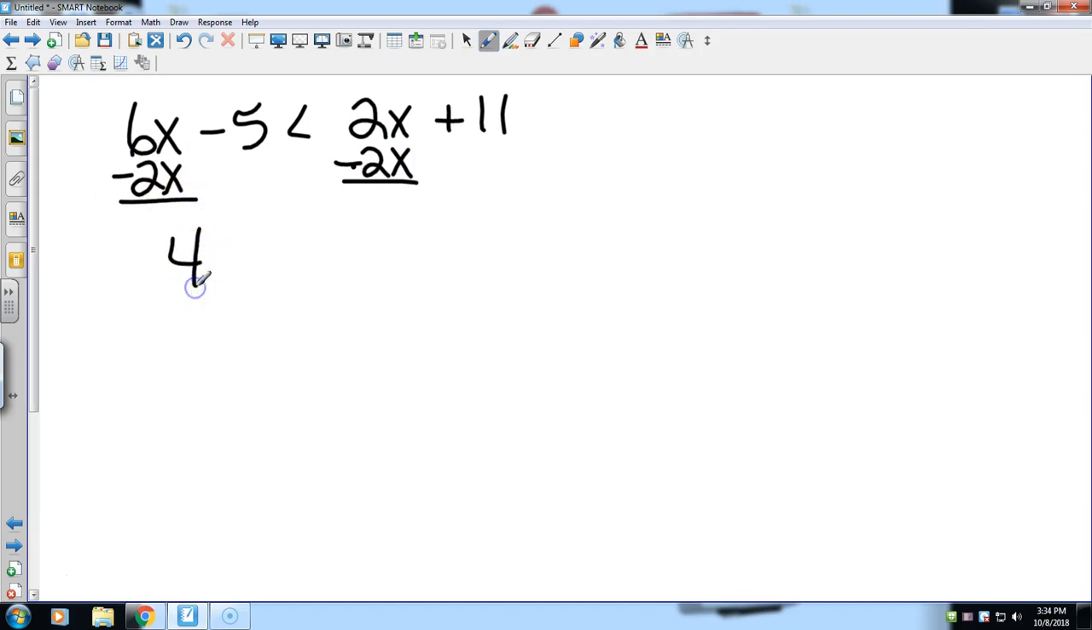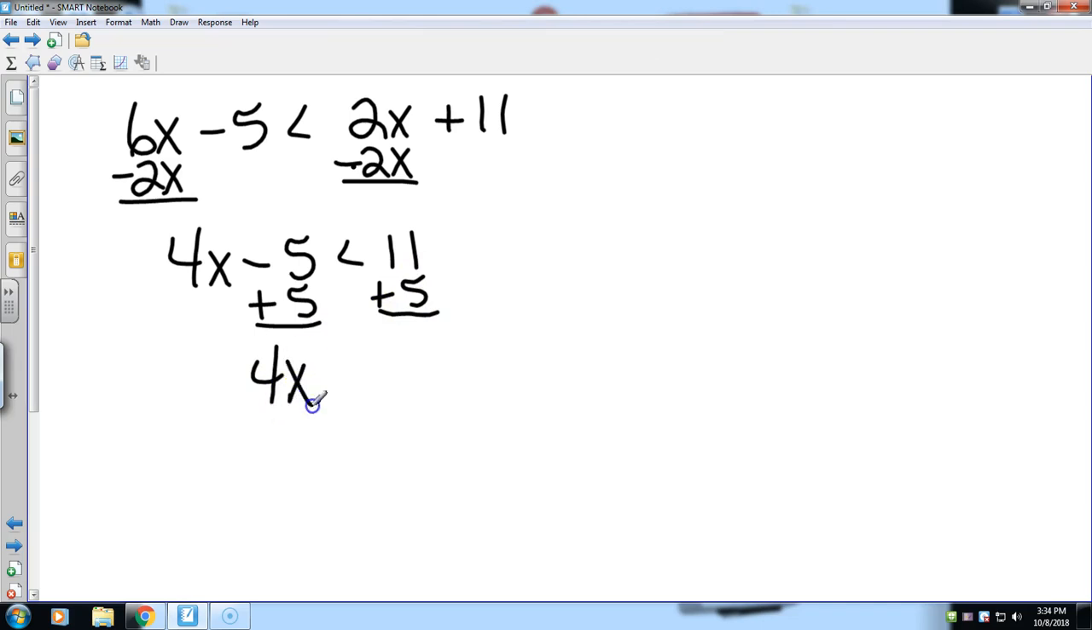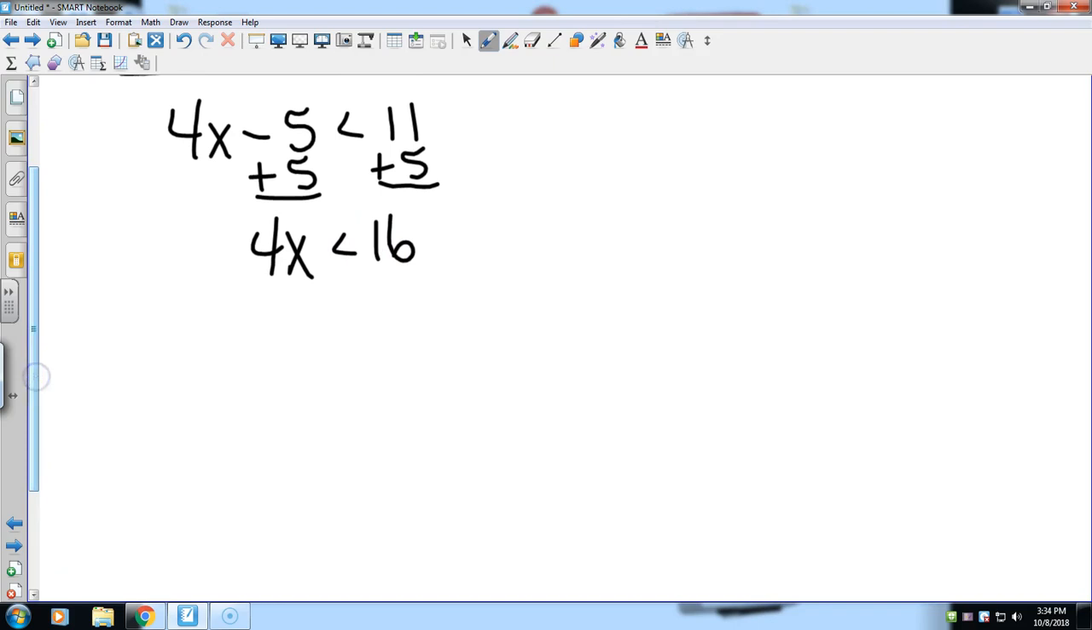That leaves me 4x minus 5 is less than 11. Now I want to get rid of that negative 5, so I'm going to add 5 to both sides. That's going to give me 4x is less than 16. And then for this one, I'm going to divide both sides by 4. Notice I divided by a positive 4 this time, so there's no need to change that inequality sign. And 16 divided by 4 is 4.